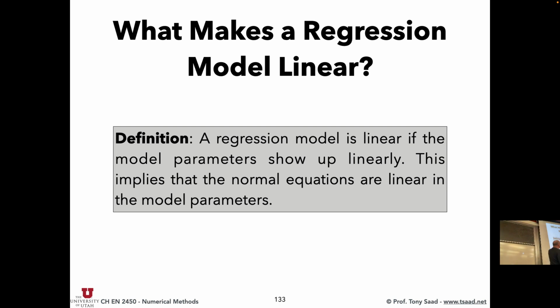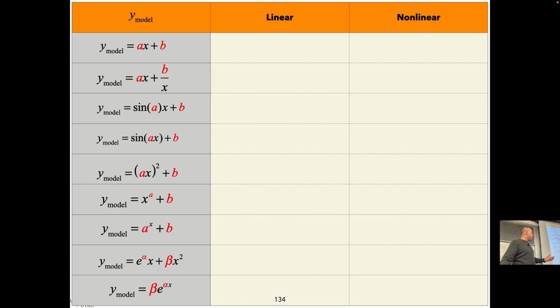A regression model is linear if the model parameters show up linearly. This also implies that the normal equations are linear in the model parameters. But it also implies the opposite. If the parameters show up nonlinearly, or if the normal equations are nonlinear, then you have nonlinear regression. But you can tell from the model directly whether a model is going to result in linear regression or nonlinear regression.